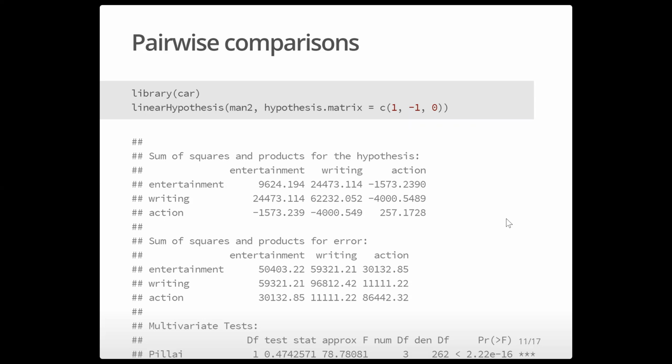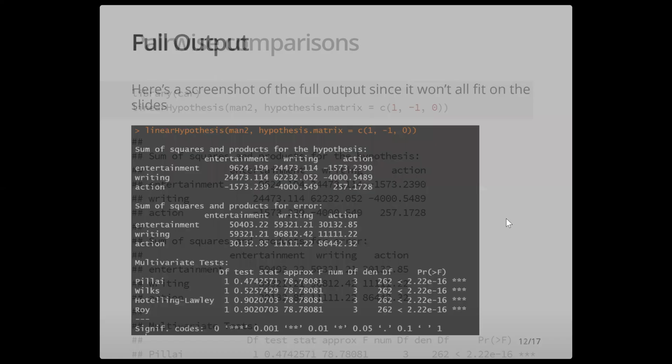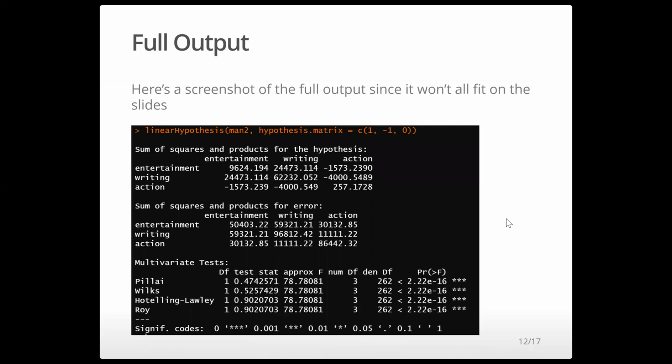And so this is going to give us a fairly large output, similar to what we saw with the capital M MANOVA output. But this is a little bit smaller than we saw before, so it does fit on a screenshot. So here's a screenshot of the full output. So you see we get our sums of squares for the hypothesis. This is the sort of faux B that we created before, just comparing the 2 variables. And then we get the sums of squares for error, which is sums of squares within. And then we get our test statistics, and so you see we get all 4 of them, but note that the Wilks statistic matches up to the Wilks value I got before, although the F value is very slightly different.